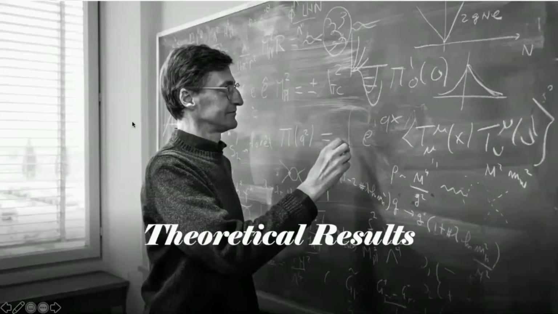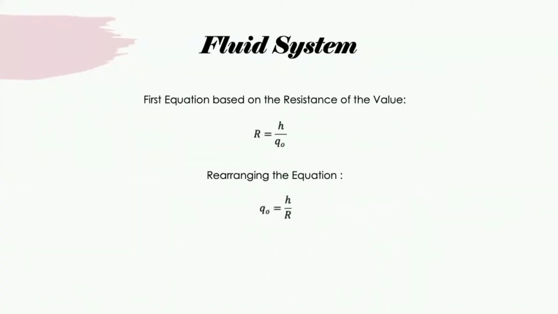The theoretical results. The first equation is based on the resistance of the valve. We can rearrange this equation in terms of the output flow rate. Note the difference in height is simply h, as the output is not flowing to another tank.